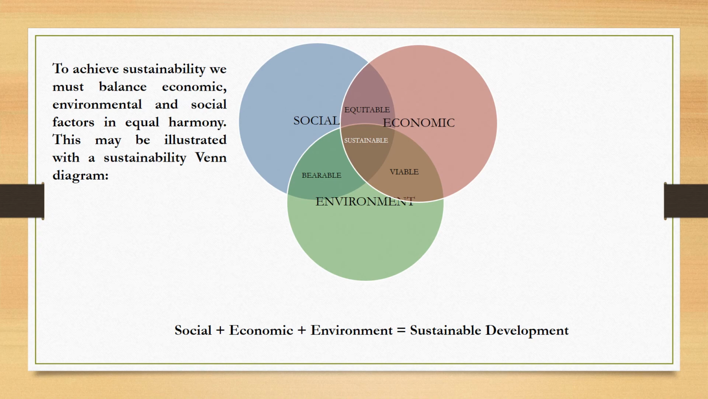And social and economic is equitable, such as fair taxation, business ethics, trade workers' rights, government spending, government budget, etc. And social plus economic plus environment is sustainable development. That is called sustainability.